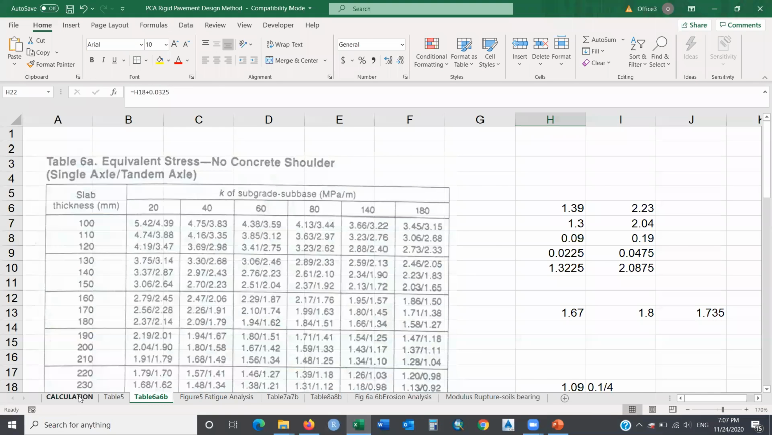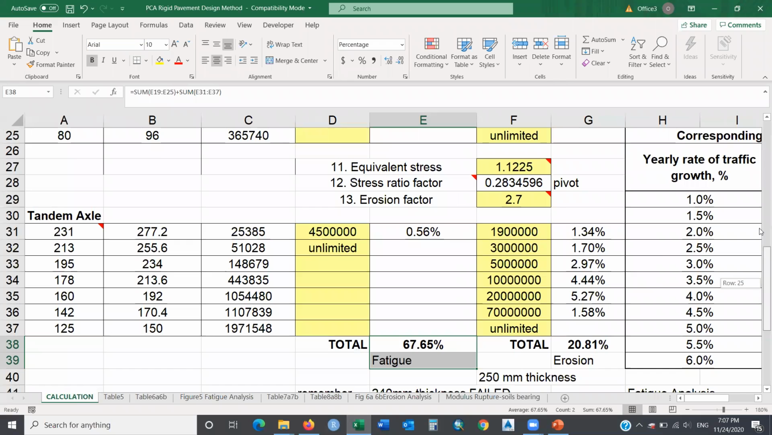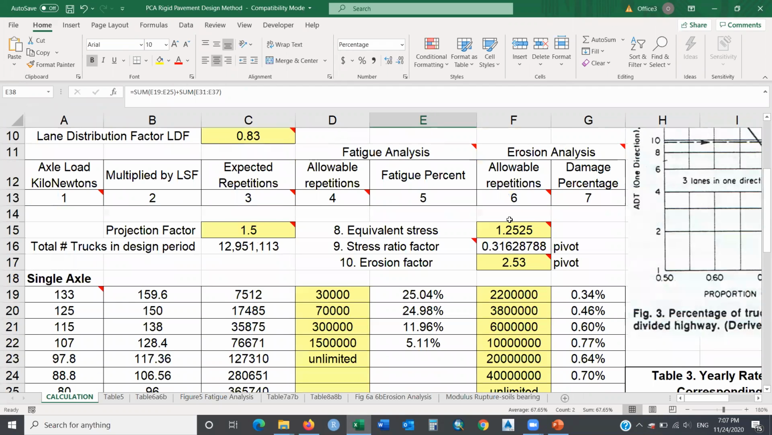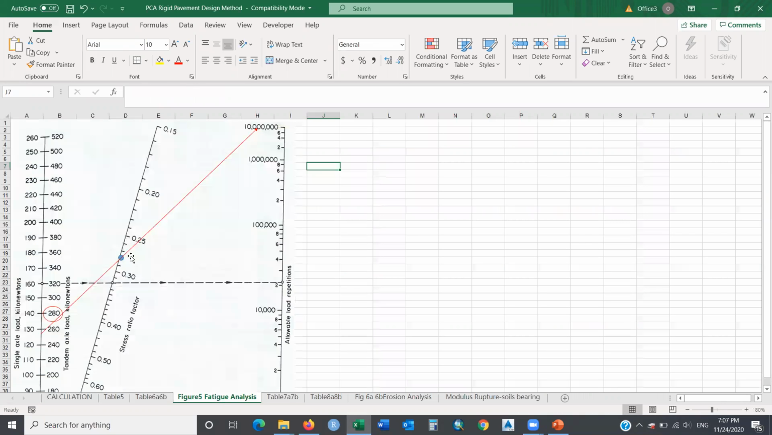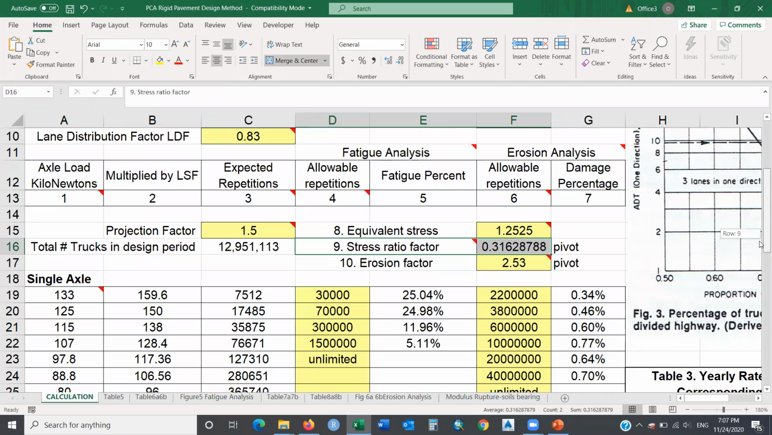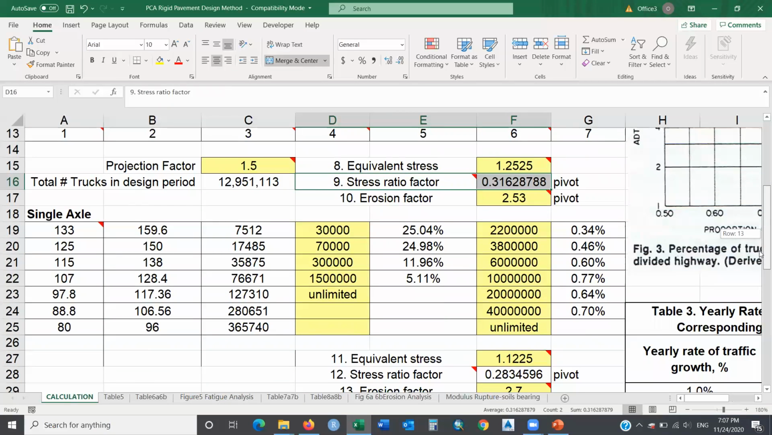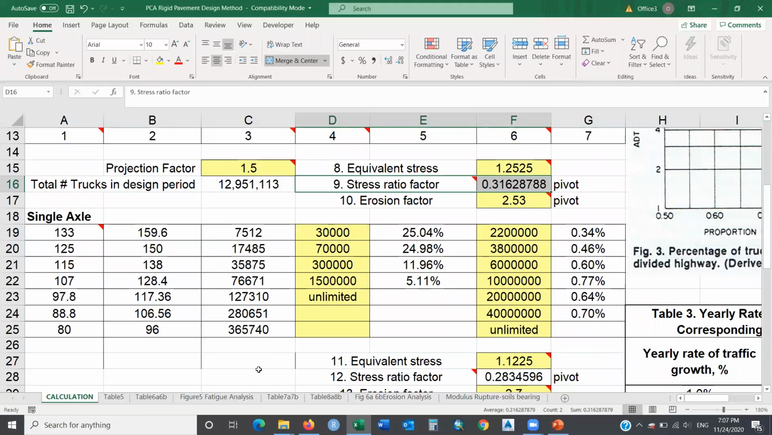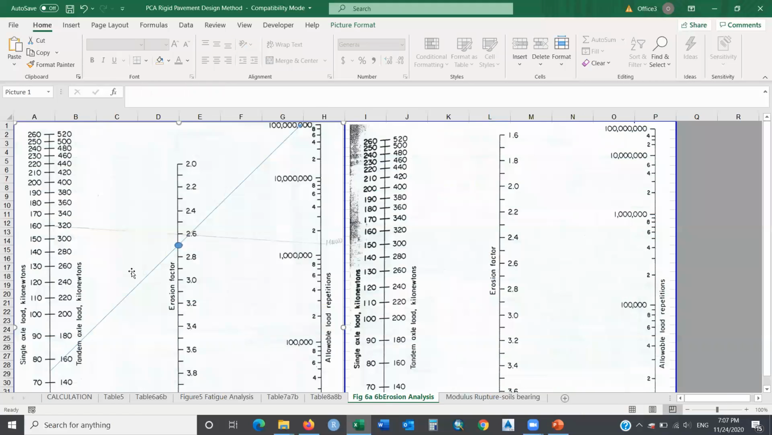Is the approach clear? What we do? It is always equivalent stress, erosion factor, the stress ratio is your pivot. From your pivot, you go and you read the allowable. You enter the allowable here. And you do that also for erosion, where you will go here and read from this table.